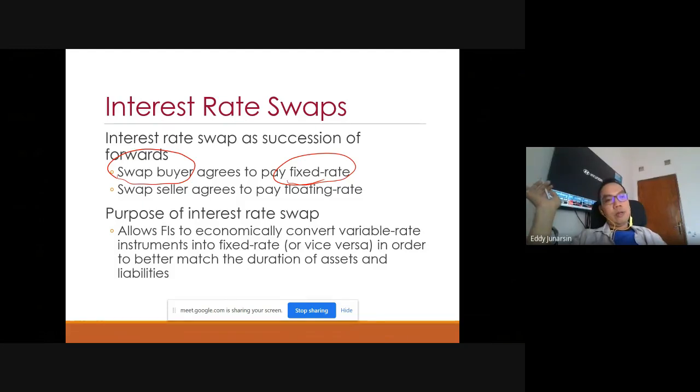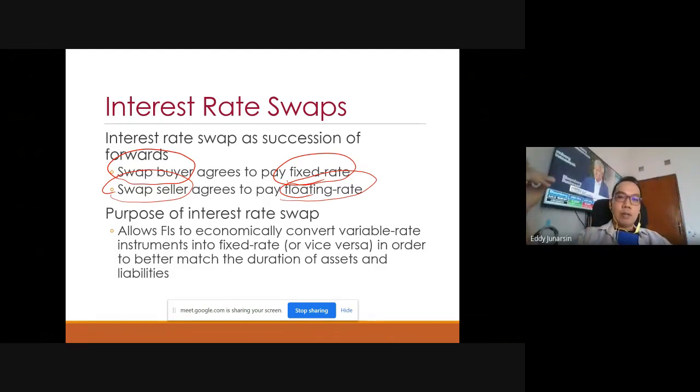So if entity A is willing to pay the fixed rate obligation, then entity A is considered the swap buyer. On the other hand, we have the swap seller. The swap seller is the other entity or the counterparty that agrees to pay the floating rate obligation. This is just like a consensus or a common practice in the market, right? So we call the swap buyer the one that agrees to pay the fixed rate obligation, and vice versa. The one that agrees to pay the floating rate obligation is called the swap seller. So what is the purpose of the interest rate swap? This is quite easy to imagine.